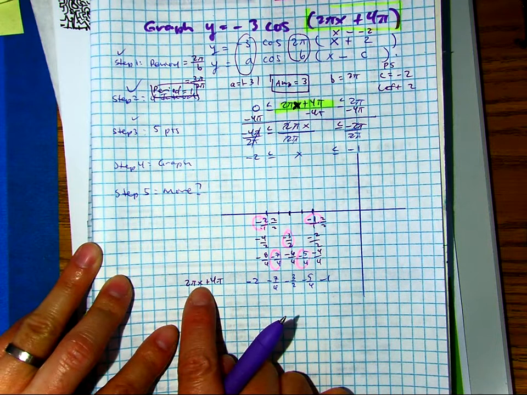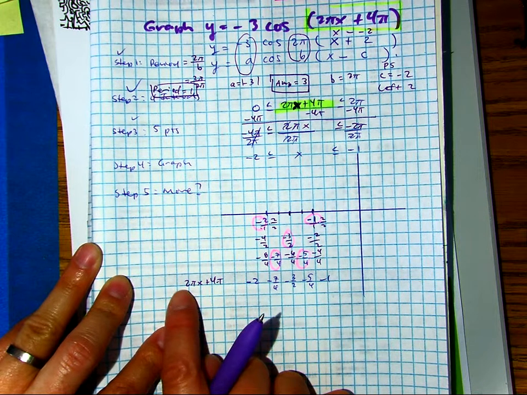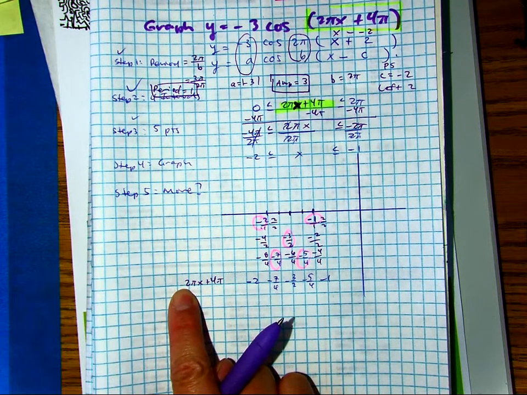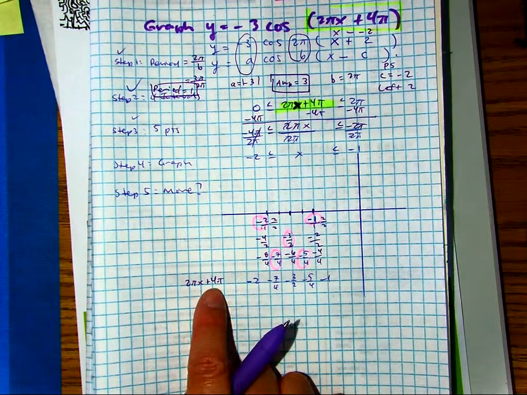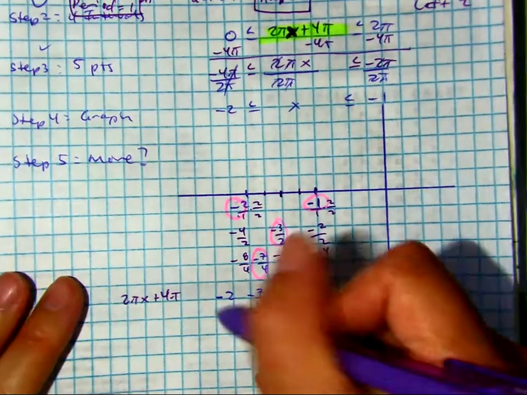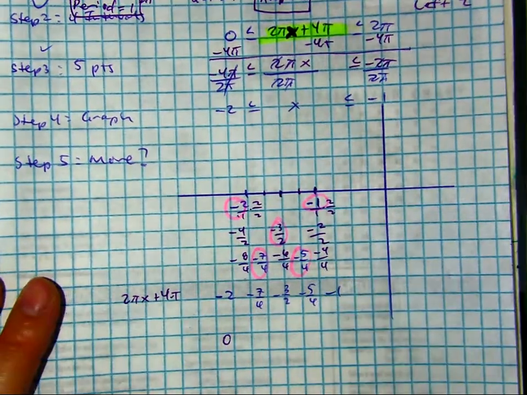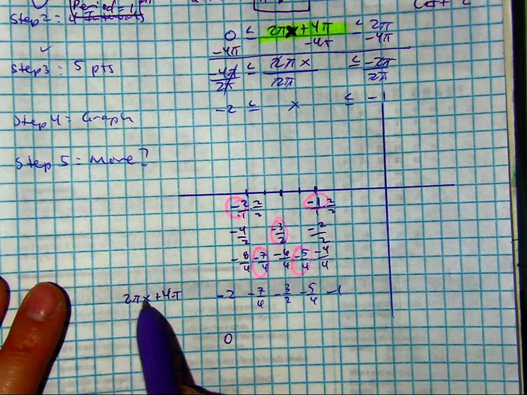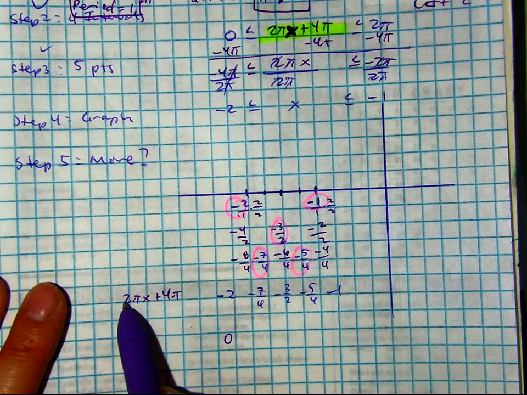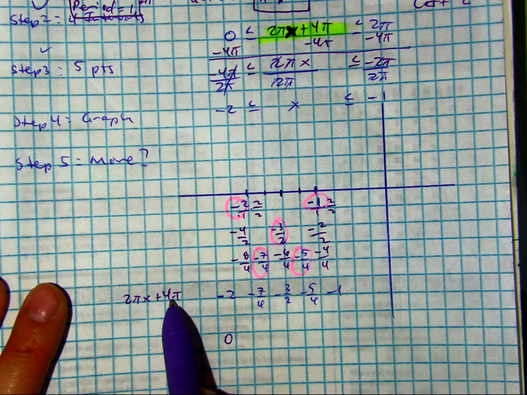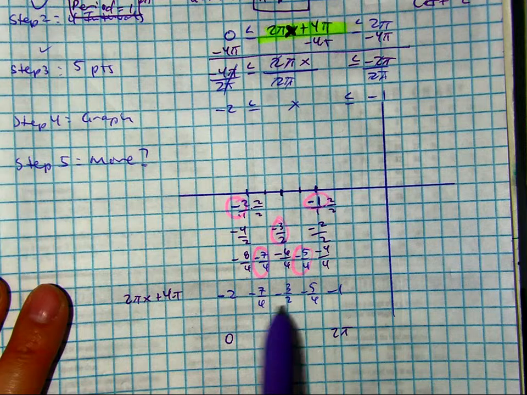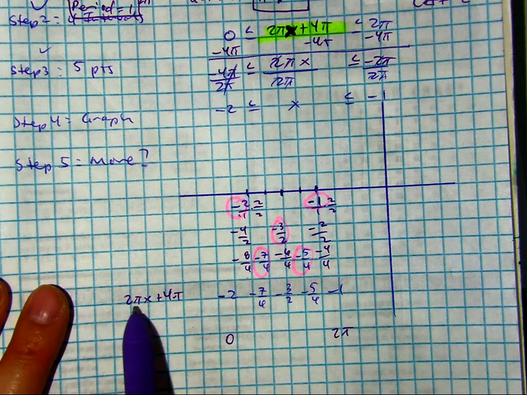Class, what's -2 times 2? -4 pi, and -4 pi plus 4 pi gives you 0. Let's kind of cheat here. Let's go to -1. -1 times 2 is -2 pi, and -2 pi plus 4 pi is 2 pi. And -3 halves times 2 is going to give me -3 pi. -3 pi plus 4 pi is just going to give me pi.